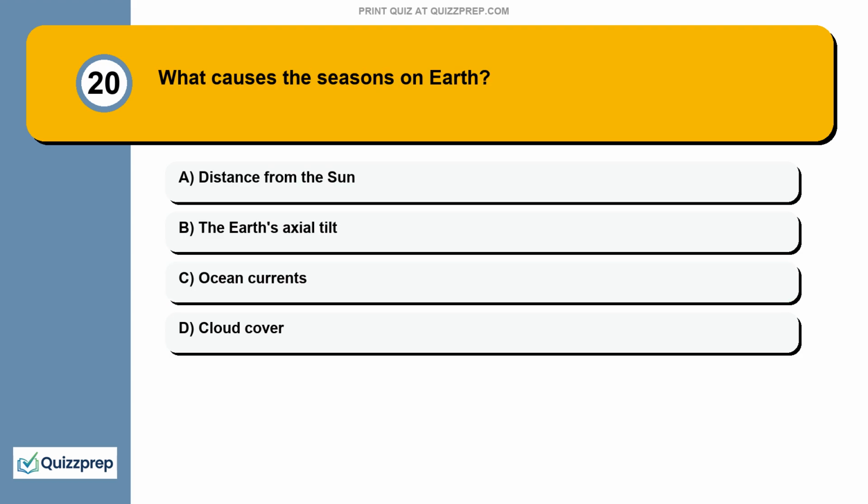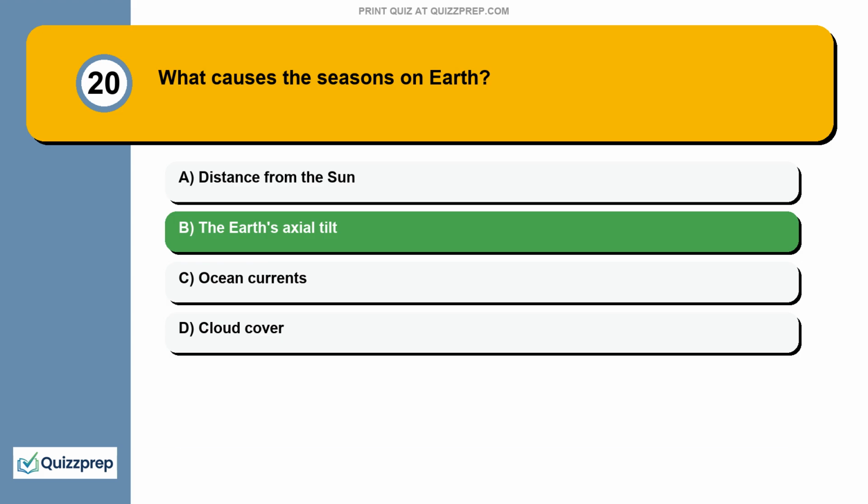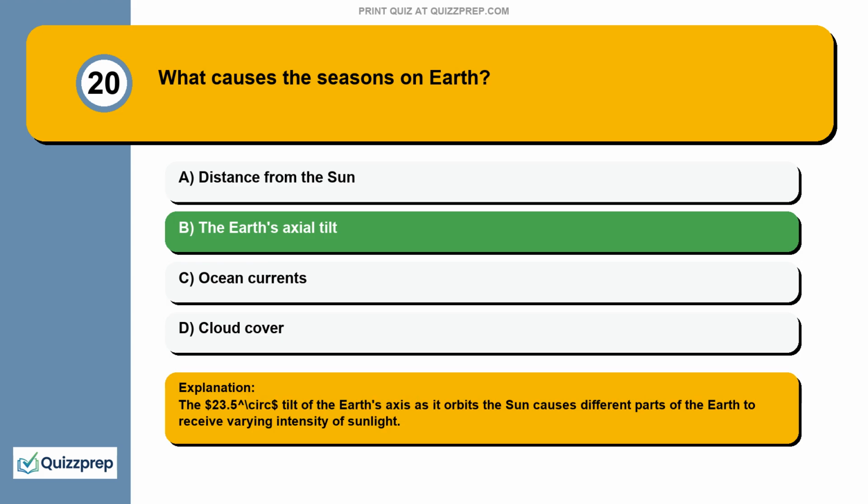Question 20. What causes the seasons on Earth? Distance from the Sun, the Earth's axial tilt, ocean currents, cloud cover. The 23.5° tilt of the Earth's axis as it orbits the Sun causes different parts of the Earth to receive varying intensity of sunlight.